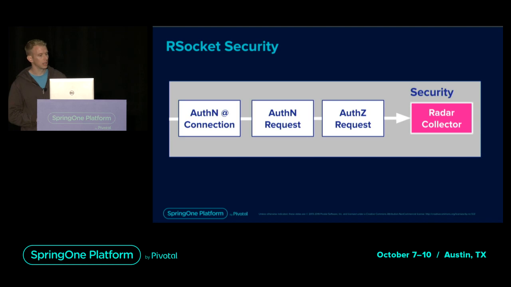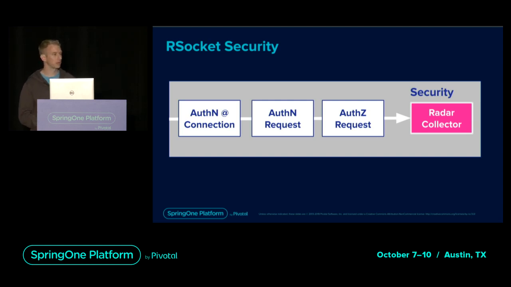So here you can see this is kind of like the little pipeline that Spring Security would build. And there's an authentication at connection that's optionally available, depending on if you chose to do that or needed to do that. And then there's also a possibility of doing authentication per request. And then finally, you do your authorization decisions. And then after all that passes through, the actual existing application code will execute.